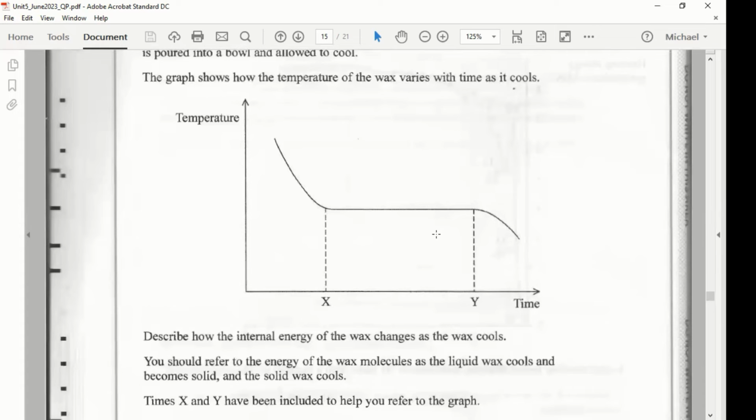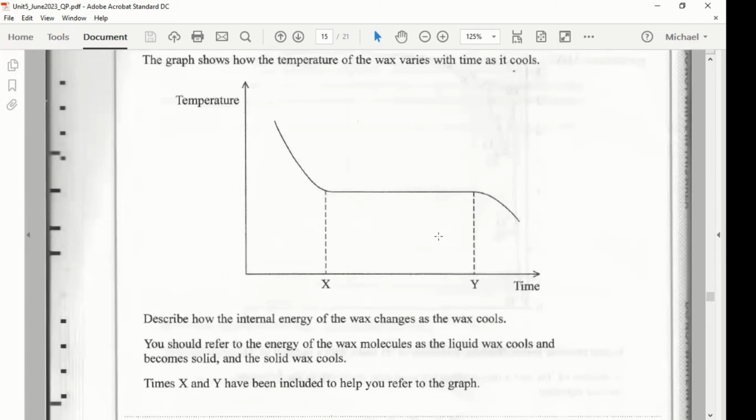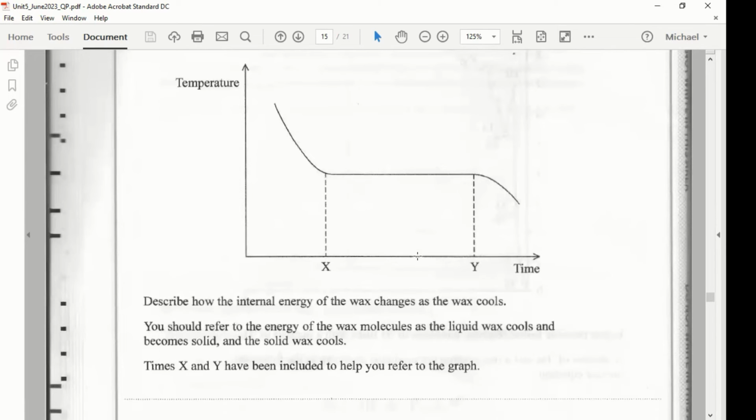So describe how the internal energy of the wax changes as the wax cools. You should refer to the energy of the wax molecules as the liquid wax cools and becomes solid, and the solid wax cools. Times X and Y have been included to help you refer to the graph.